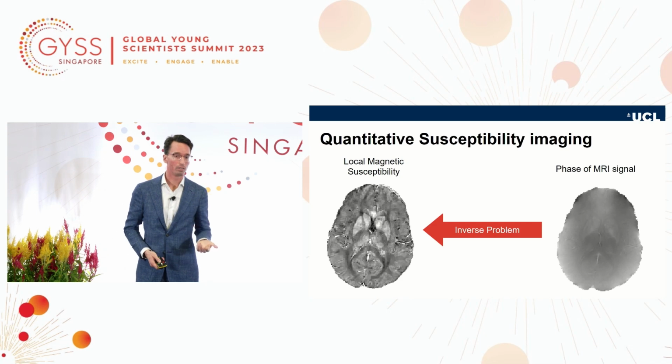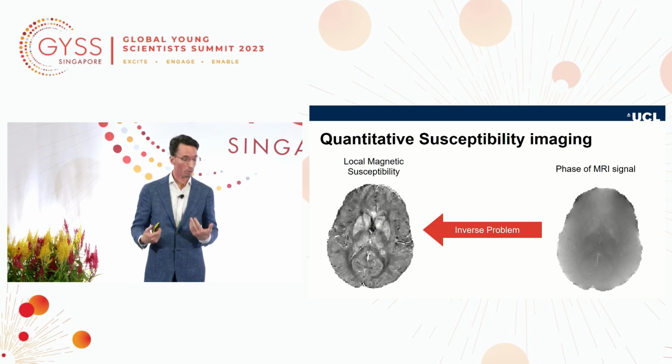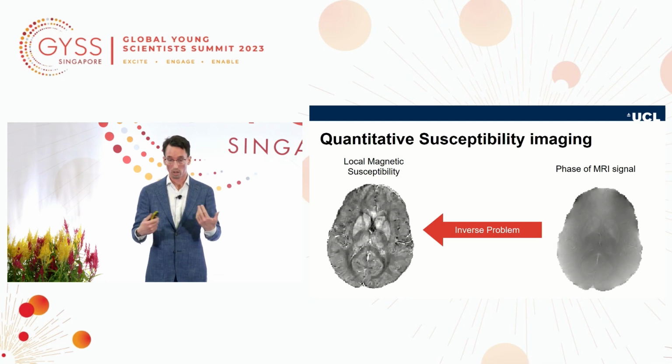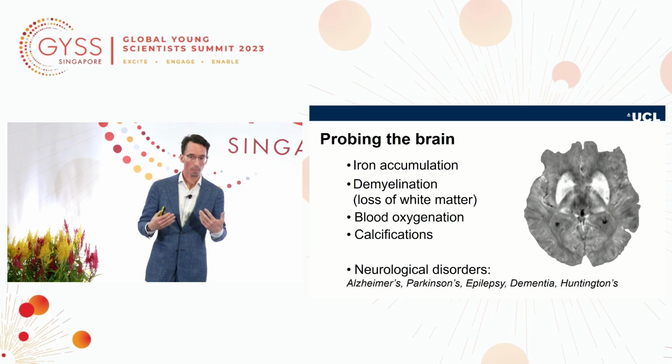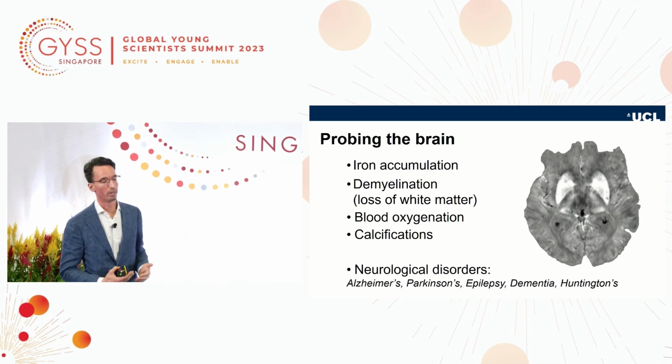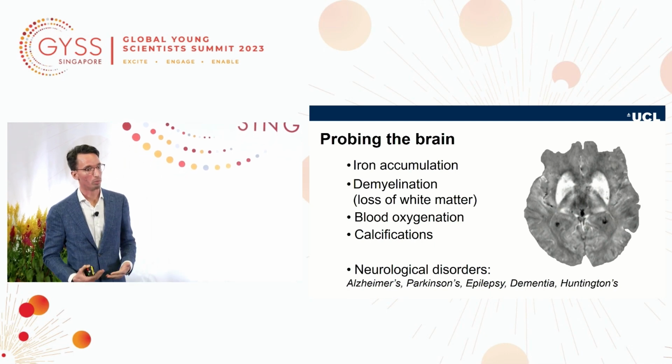Unfortunately, because of the time I have for this, I won't go into much more detail on how this process goes exactly, because we also want to know about why we're interested in these susceptibilities. And the primary driver behind the interest in magnetic susceptibility was iron accumulation.